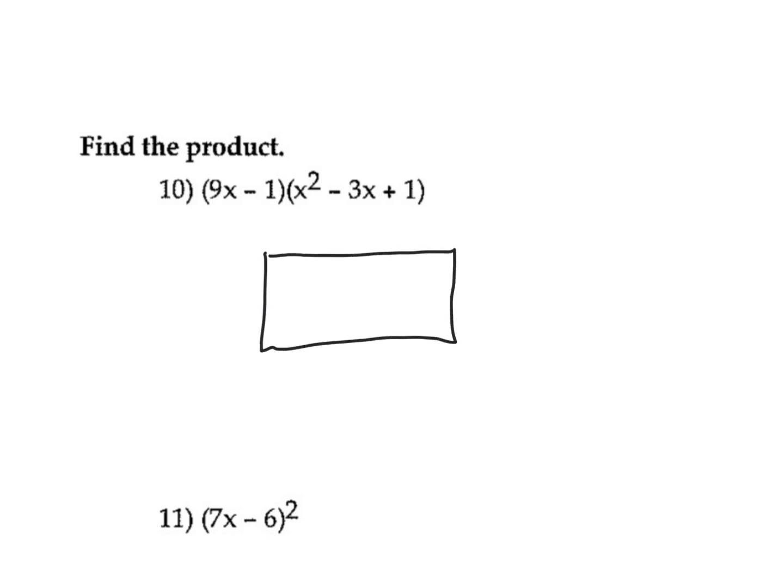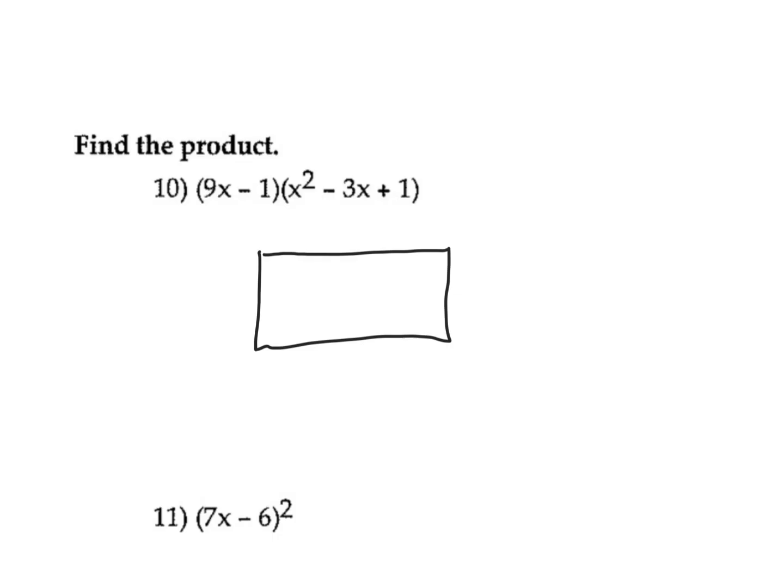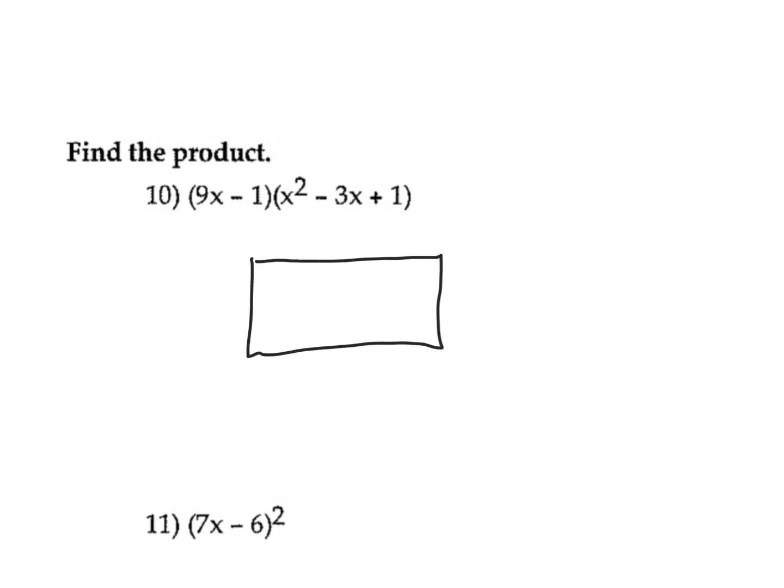With the box method, you can write the trinomial across the top and write the binomial down the side. And you end up with 3 columns and 4 rows.